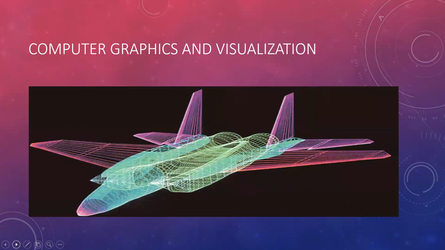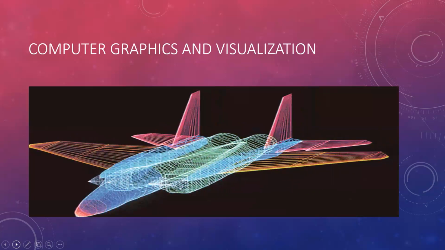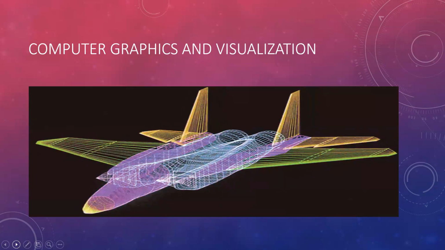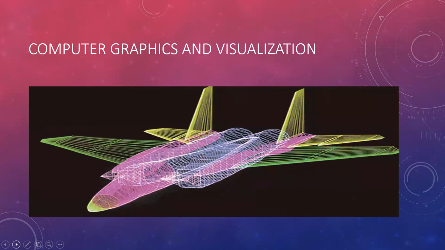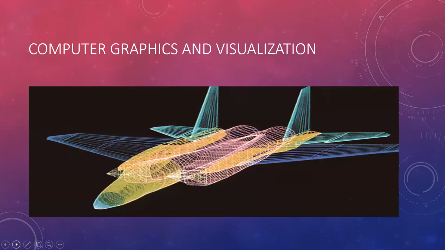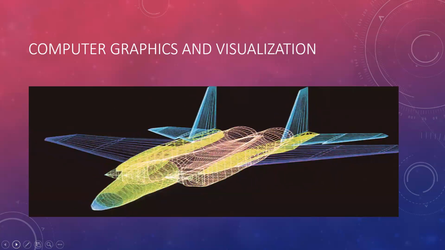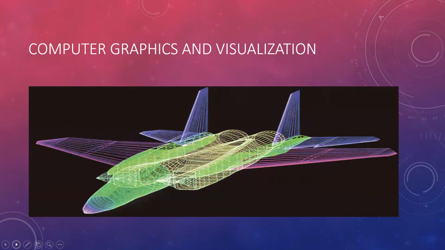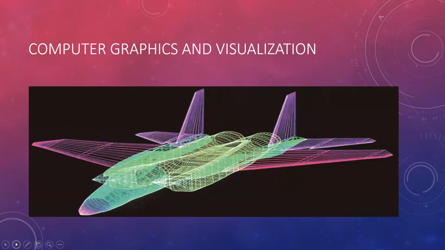Okay, so computer graphics and visualization. Here we can see the computer graphics used to create a rocket, where we can see the colors all have been used by using the computer graphics, and visualization can be done, which is understandable for us.